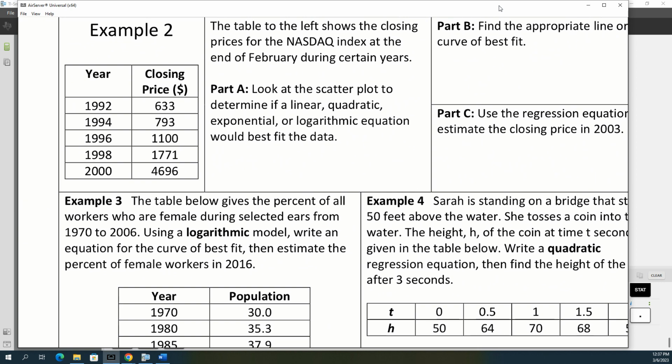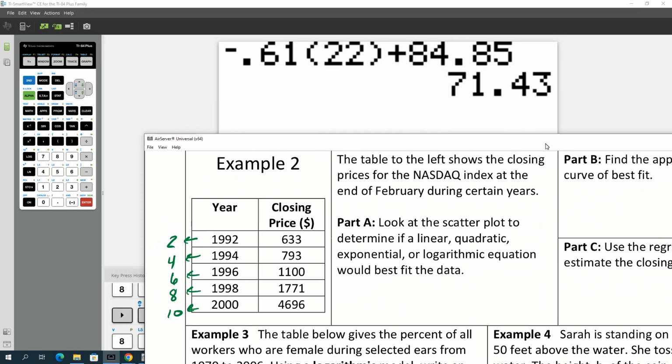Now, hold on before you start putting the data in. Hold on just a second. Sometimes when you have these years, they get too big, so your calculator gets overloaded and it won't work. So instead of 1992, we're actually going to put in 2 for 1992. And then we're going to put in 4 for 1994, and then 6, and then 8. And then what do you think we put in for 2000? 10. All right, that's the table we're going to put into the calculator.